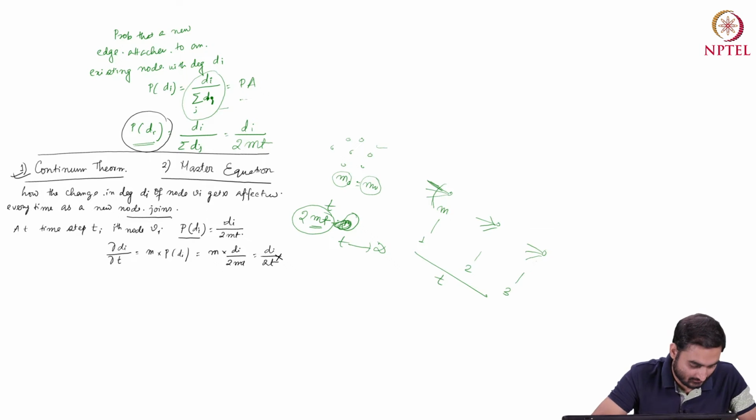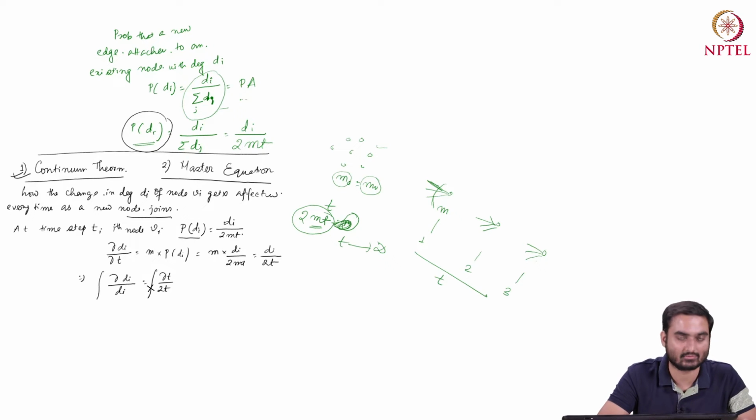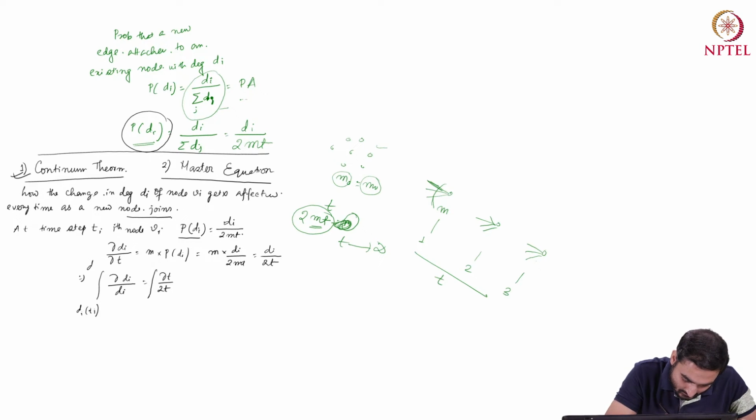Okay, so what we do, we basically take the integration. So ∂d_i/∂t = d_i/(2t). We'll take the integral, because ultimately our task is to understand d_i(t), right. So we take the integral from d_i(t_i) to d_i(t). I'm explaining what these notations are, t_i and t.